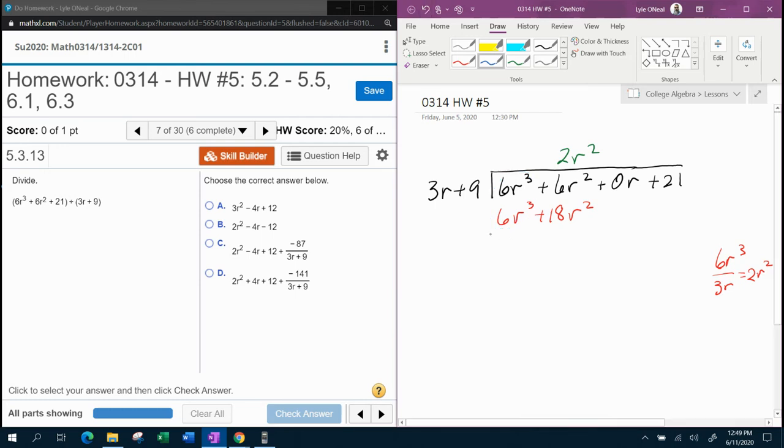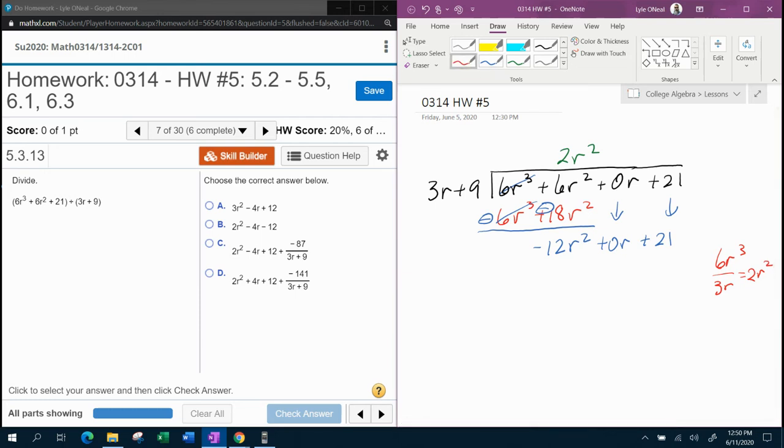So the next step is we're going to draw the line and change the sign. Draw the line, change the sign, and then combine. 6r cubed minus 6r cubed, cancel. 6 minus 18, that is negative 12r squared. And then if you want, you can bring down the 0r. You can also bring down the 21 if you want to. That's not necessary. Okay, fine, I'll do it. It's not necessary. And then we're going to rinse and repeat.